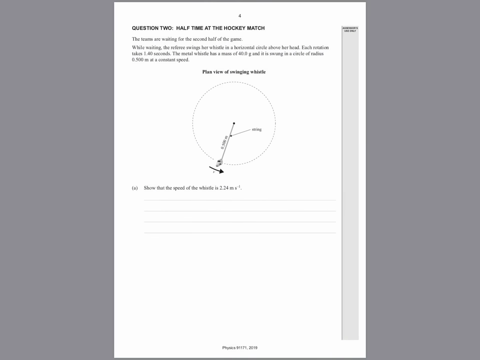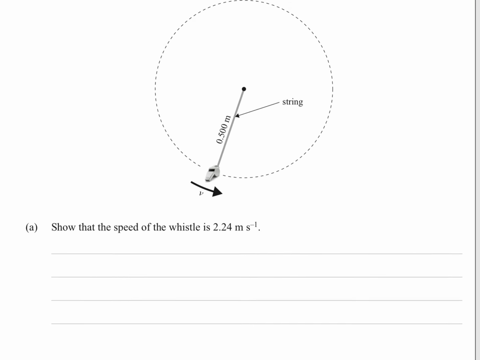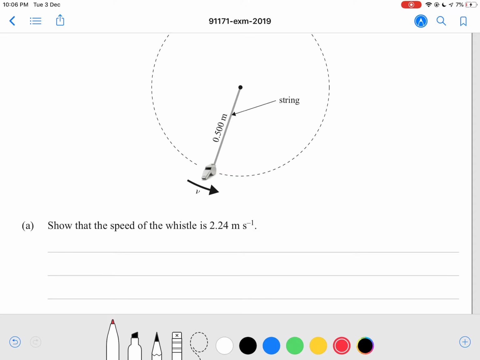Alright, question 2. Halftime at the hockey match. The teams are waiting for the second half of the game. While waiting, the referee swings her whistle in a horizontal circle above her head. Each rotation takes 1.4 seconds, and the metal whistle has a mass of 40 grams and is swung in a circle of radius 0.5 meters at a constant speed. Show that the speed of the whistle is 2.24 meters.